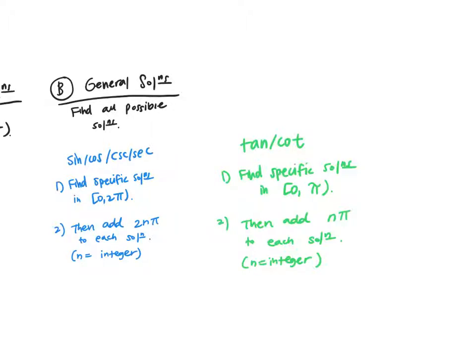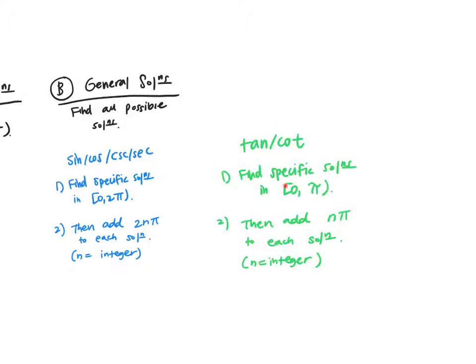If your equation is that of a tangent or cotangent function, then remember, just like when you're graphing, sine and cosine had a period of 2 pi over b, whereas for tangent and cotangent, the period was pi over b. So since tangent and cotangent repeat themselves every pi units, you find the specific solutions from 0 to pi. All right, so that's one full period for tangent and cotangent graphs.